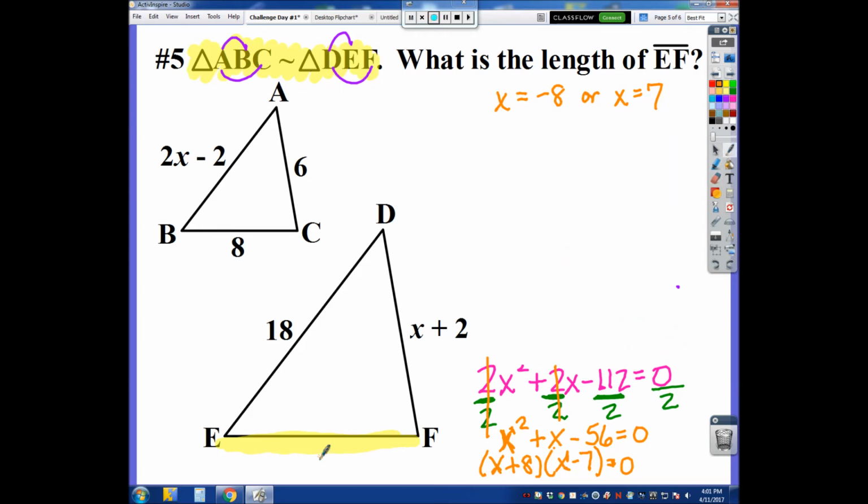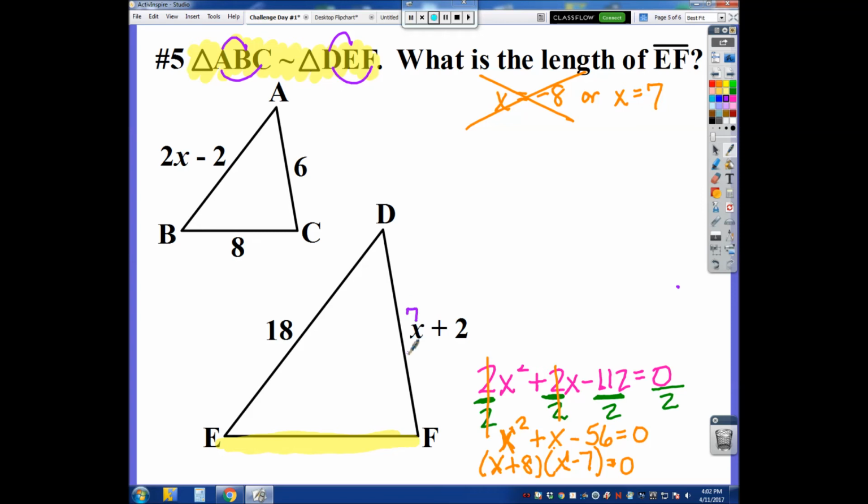And so now, again, if I want to know what is the length of EF, well, I need to know how big some of these other sides are. So is x negative 8 or is x 7? Well, if x is negative 8, then this would have a side length of negative 6, and that's not possible. So x equals negative 8 is what we'd call an extraneous solution. It's an algebraic answer, but it's not an algebraic and geometric answer. So x is going to have to be 7 to give us positive side lengths.